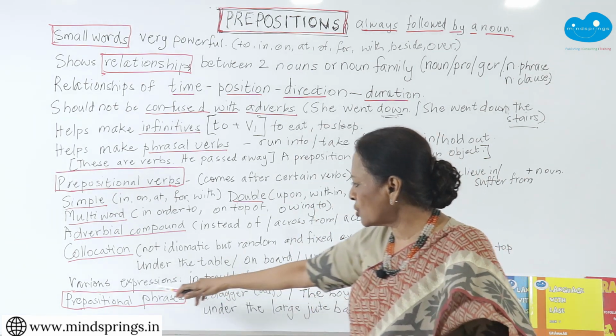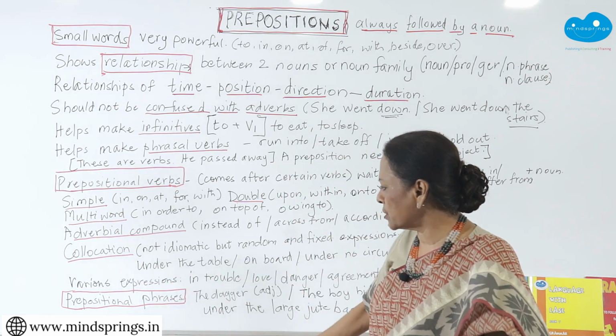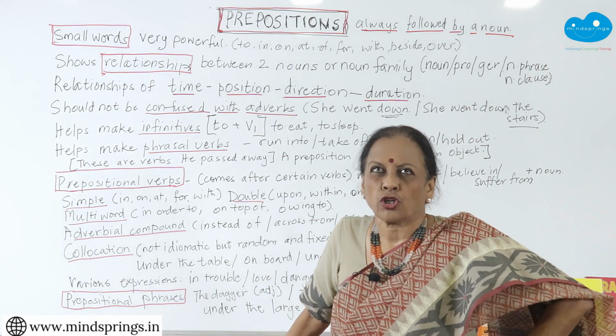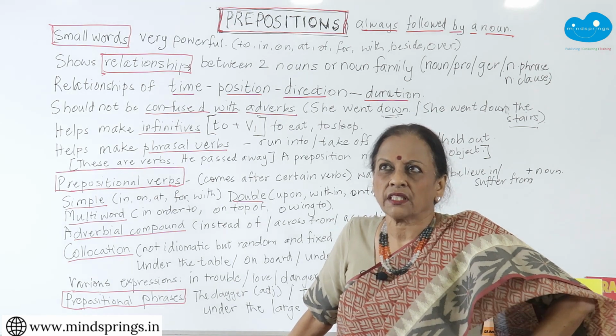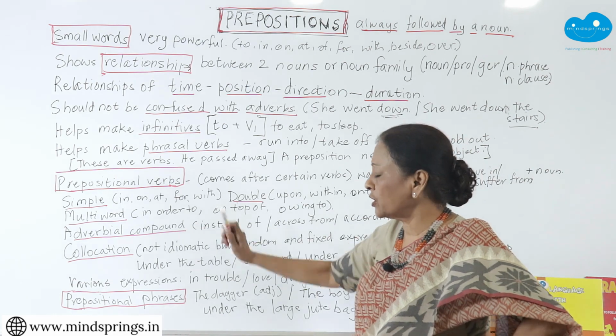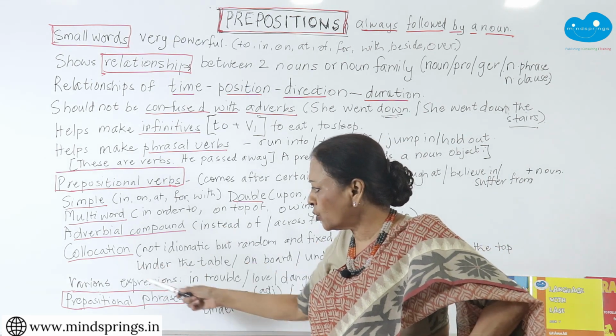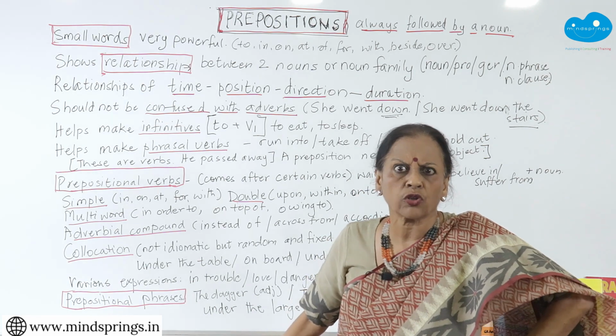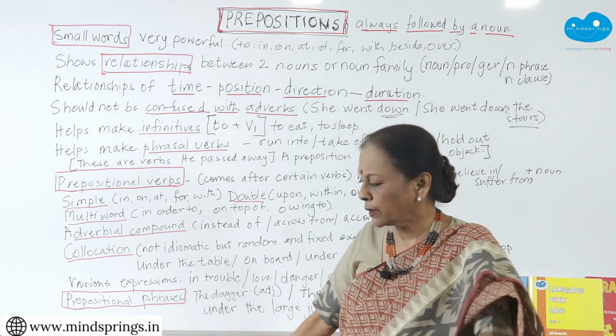One more thing, let us look at various expressions. Now, when you say he is in trouble, what is it? Is it a phrasal verb? No. Is it a prepositional verb? No. It seems more like a collocation. He is in trouble. Why not on trouble? Why not at trouble? Why not to trouble? Nobody knows. He is in trouble.